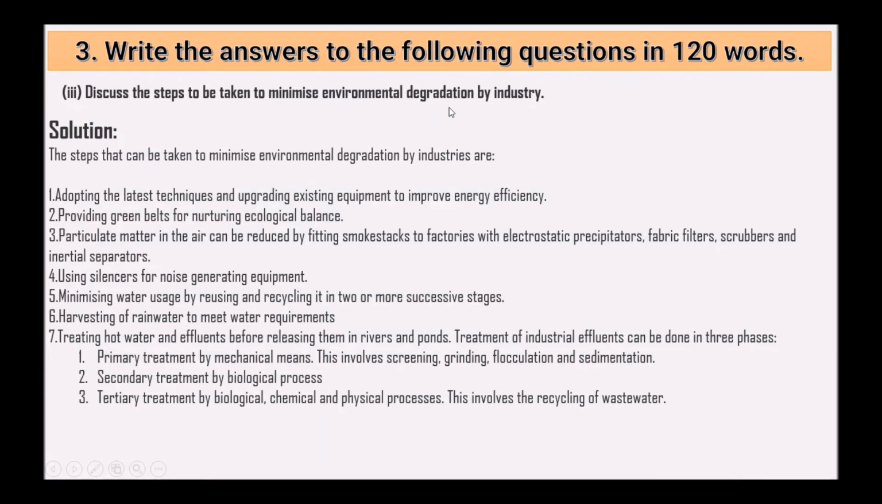Next, discuss the steps to be taken to minimize environmental degradation by industry. The steps that can be taken to minimize environmental degradation by industries are adopting the latest techniques and upgrading existing equipment to improve energy efficiency, and providing green belts for nurturing ecological balance. Particulate matter in the air can be reduced by fitting smokestacks in factories with electrostatic precipitators, fabric filters, scrubbers, and inertial separators. Using silencers for noise generating equipment.